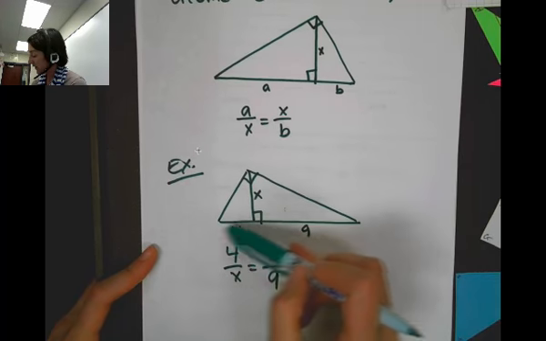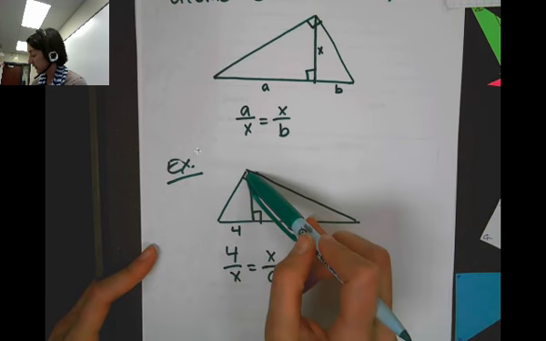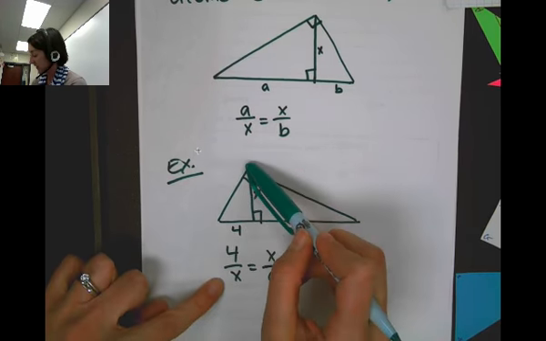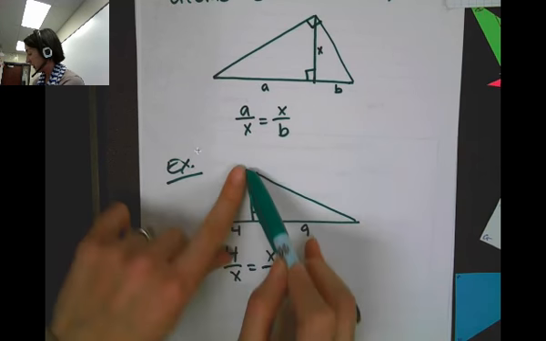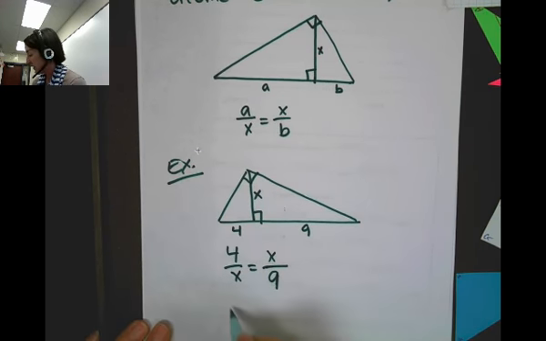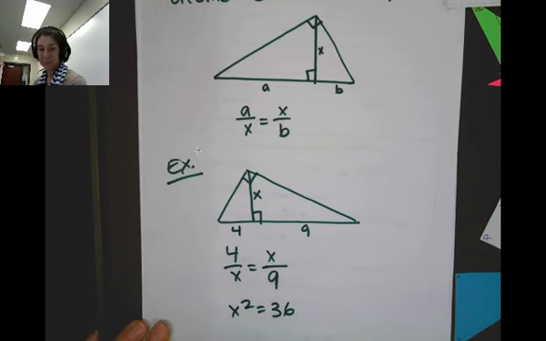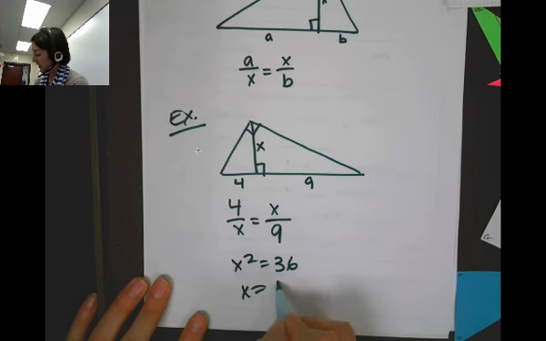Long leg to short leg, long leg to short leg. Or short leg to long leg of the little triangle, short leg to long leg of the medium triangle. X squared equals 36. X equals 6.